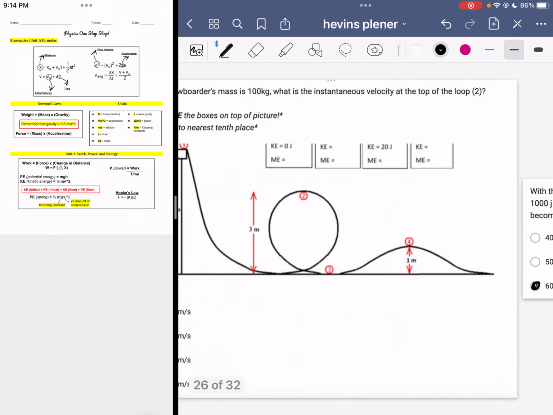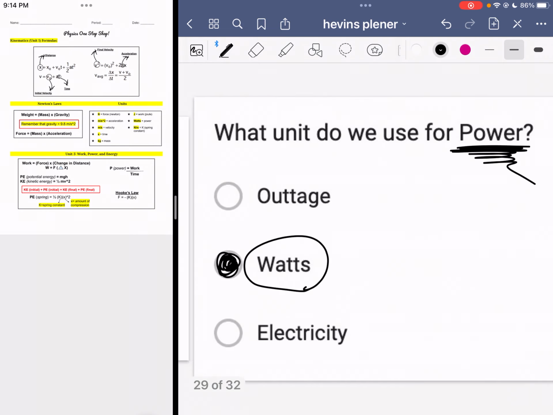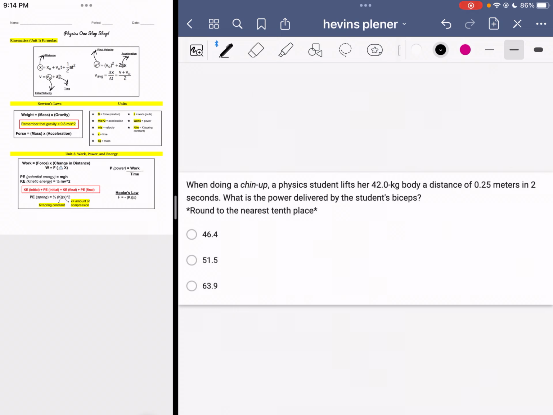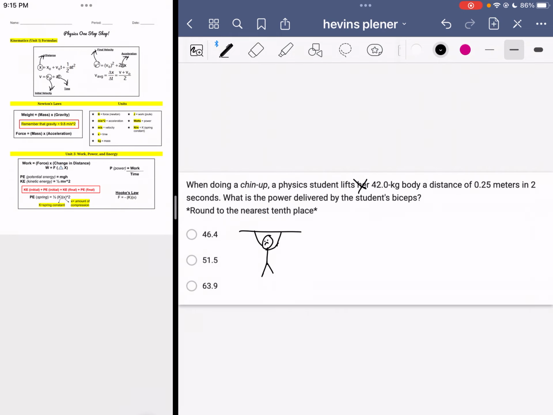Okay, next. Oh my. Dang. Let's see if we have any other. Okay, let's do this one first. When doing a chin-up, so I always draw it out. I always draw it out because I don't know anything about physics and we have to figure it out by drawing. So that's me. Let me be true to my pronouns.